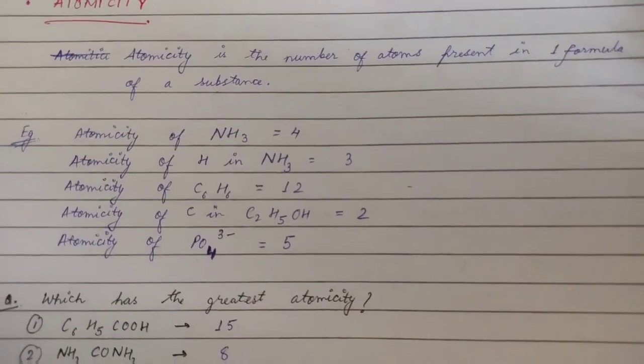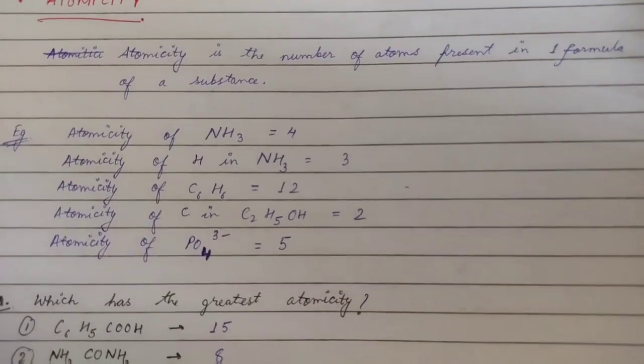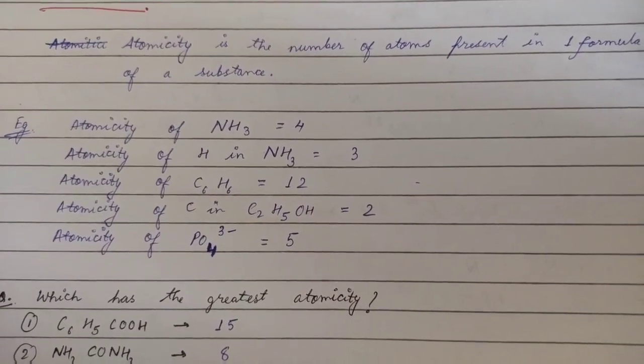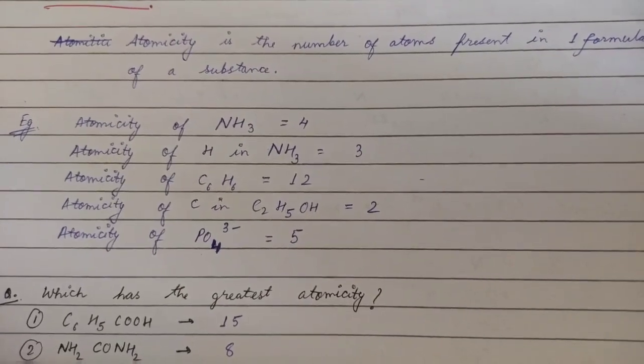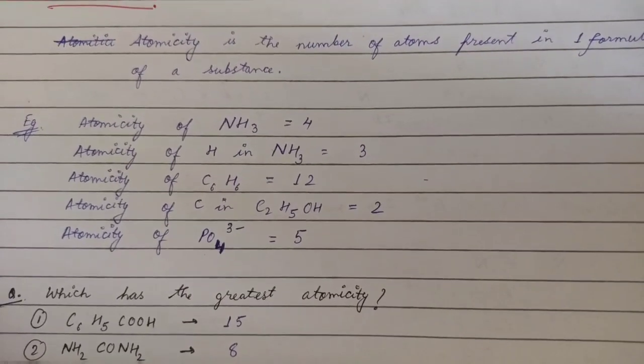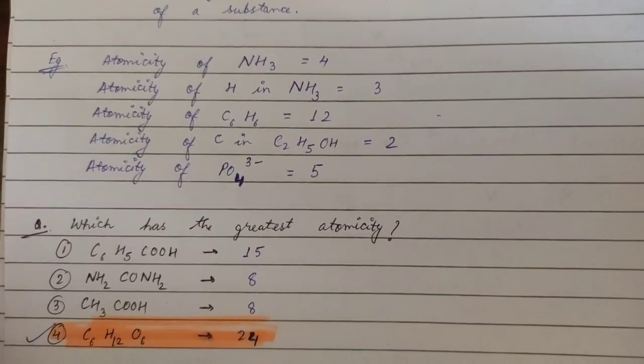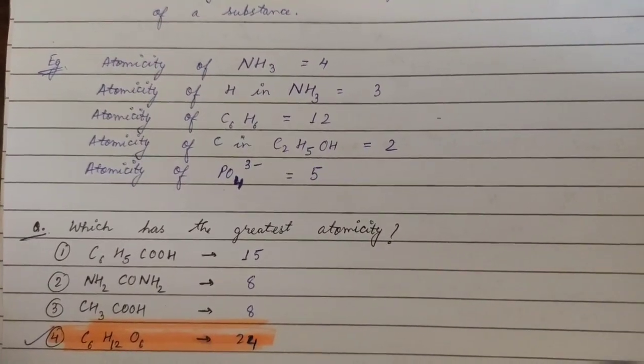Okay. Similarly, the atomicity of hydrogen in NH3: hydrogen present in one ammonia is 3 atoms, so it is equal to 3. Similarly are the other examples. See, here is one more question. Which has the greatest atomicity?